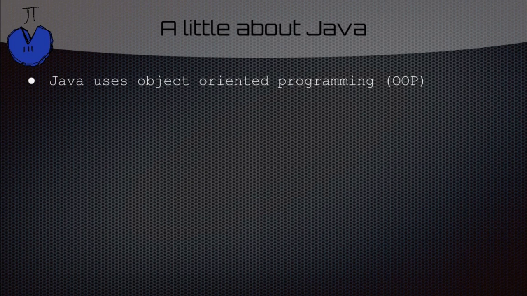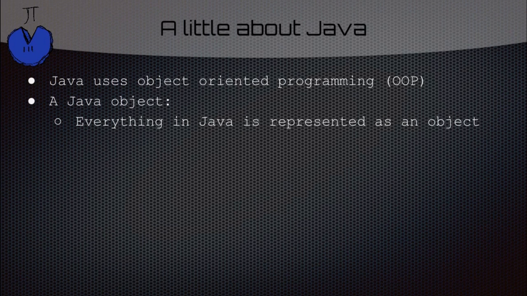A little about Java. Java uses object-oriented programming, abbreviated as OOP. There are many languages that use object-oriented programming, so Java is just one of the many. A Java object: everything in Java is represented as an object. So if you had a program where there were cats and dogs in a house, a cat would be an object, a dog would be an object, and the house would be an object.